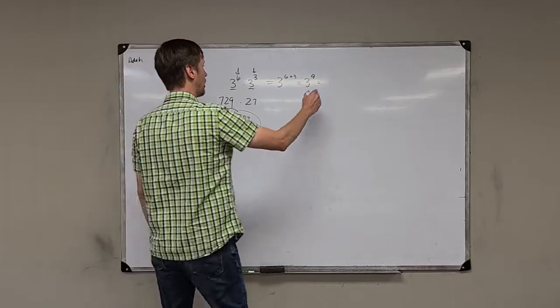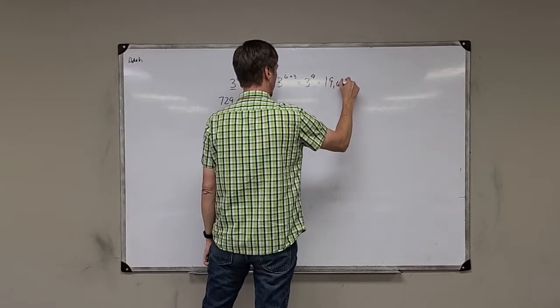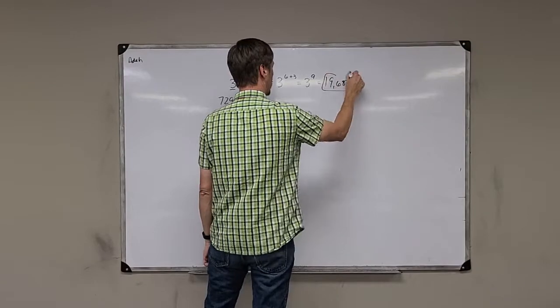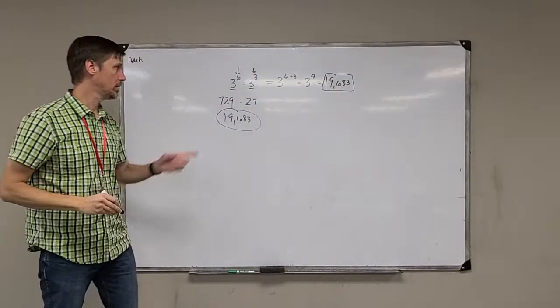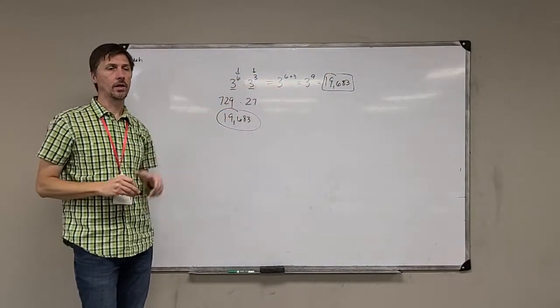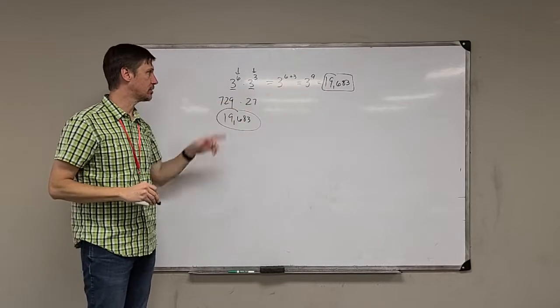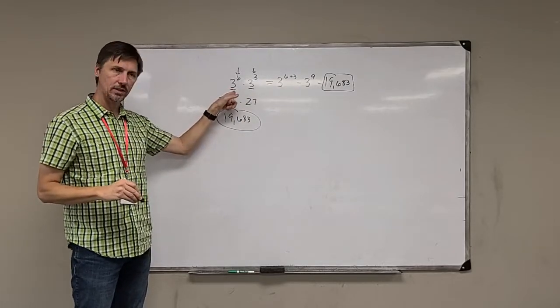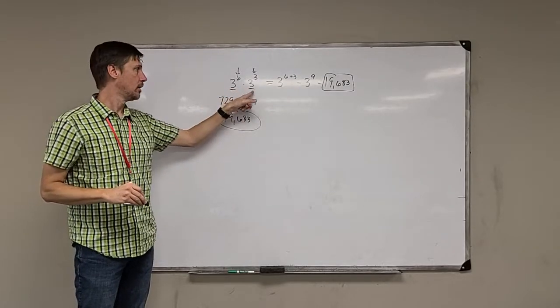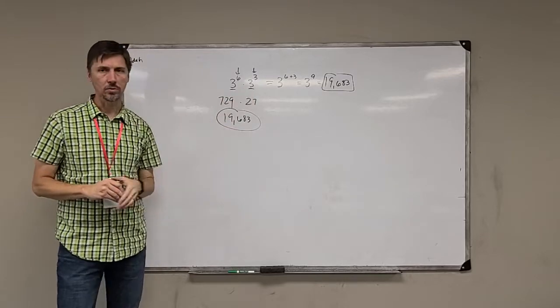19,683 is what I got. Same thing, right? But this is the simpler way to do it. I only had to punch one thing in my calculator at the end, versus making sure that I didn't make a mistake when I raised this one to the 6th power and then raised this one to the 3rd power and then multiplied those together.